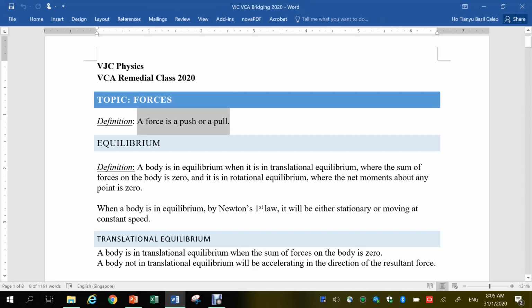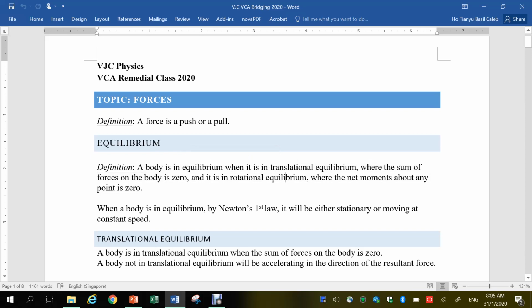One of the key things we need to learn in A levels is the concept of equilibrium. So let's start with the definition. A body is in equilibrium when it is in translational equilibrium. What does translational equilibrium mean? It means that the sum of the forces on the body is zero.